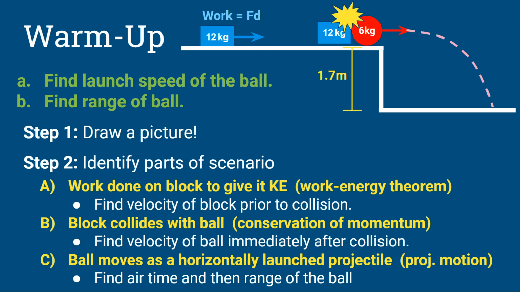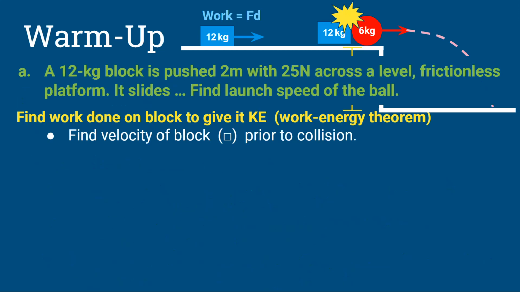All right, so let's start with the first part of this scenario, and that's the work done on the block to give it kinetic energy. We're going to find the velocity of the block prior to the collision and, of course, after the work has been done. So we need to write out an energy transfer equation. This block initially was at rest on this platform, and then there was a force applied to it to do work on it to give it motion. And so we know that our equation is going to look like this.